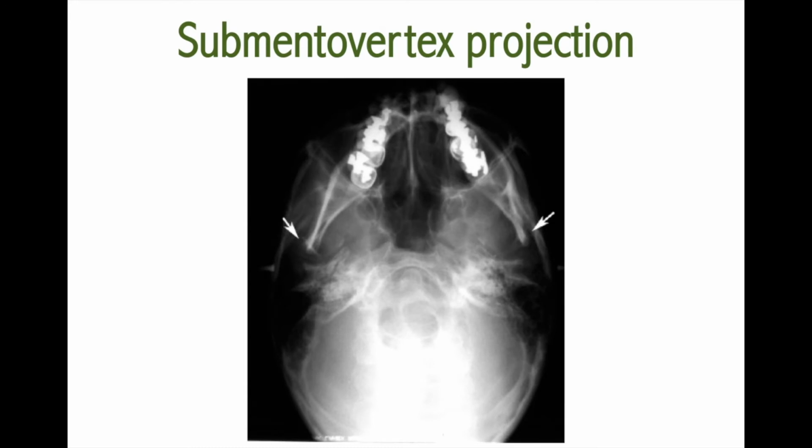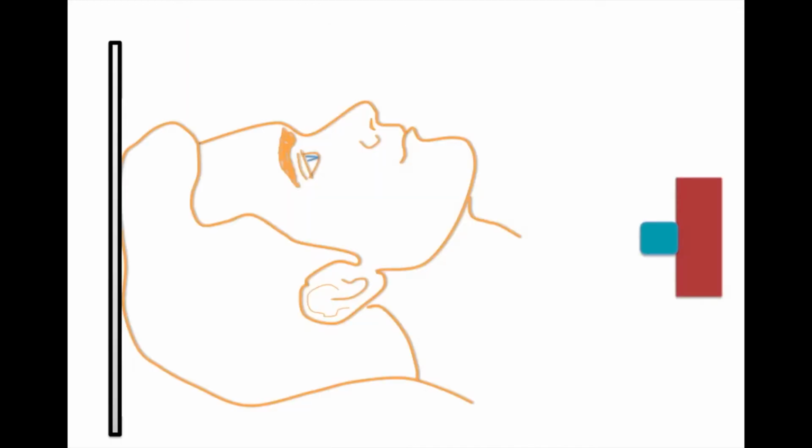Okay, so the next projection is a submentovertex. Submentovertex, where we can see the base of the skull. This is the alveolar arch. We got the mandible, we got the condyle. So this is the submentovertex projection.